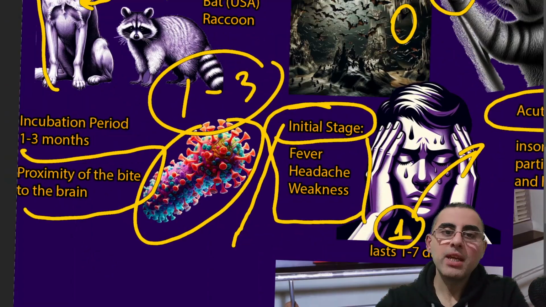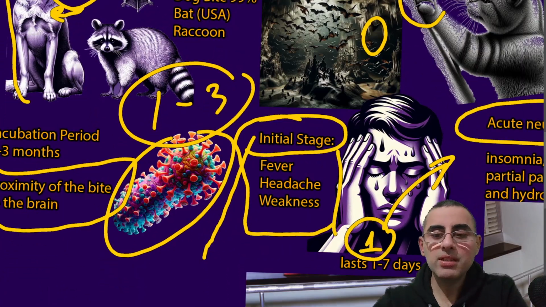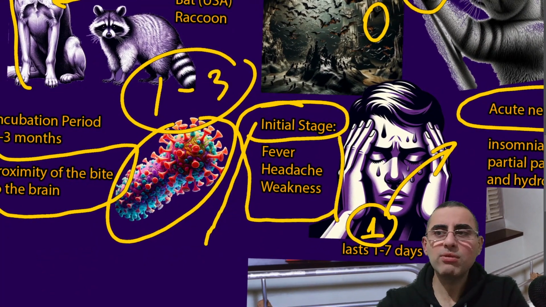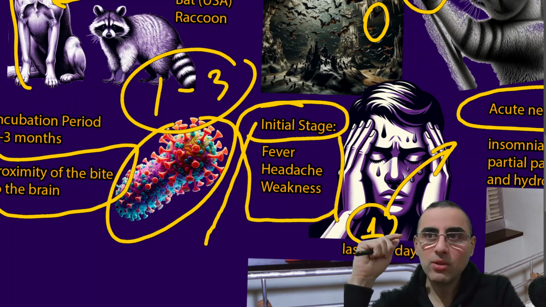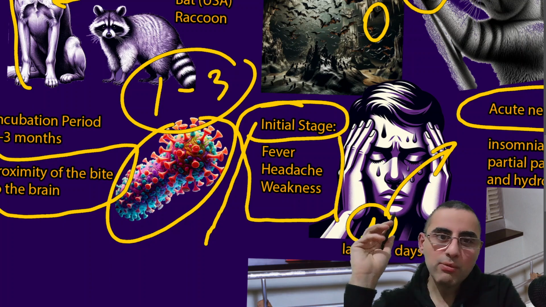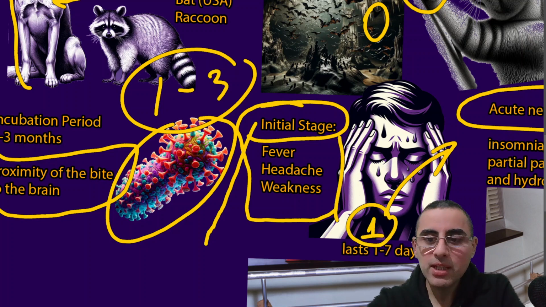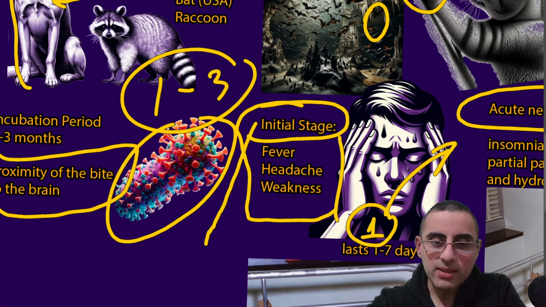For example, I was bitten by a dog. I'm observing this animal. If this is a home dog and I know that he's a happy dog and not ill, and we were just playing and he accidentally bit me, I can observe for 10 days. If the dog is well, no need to worry.